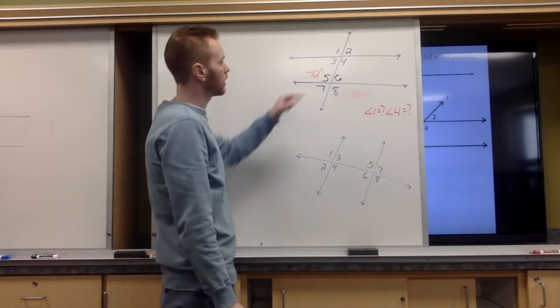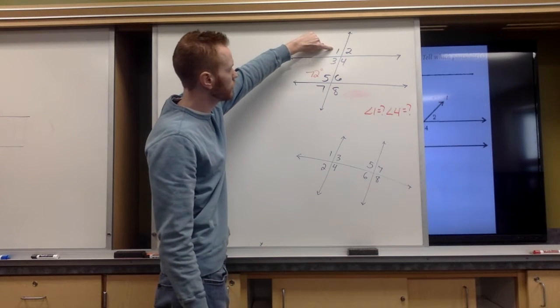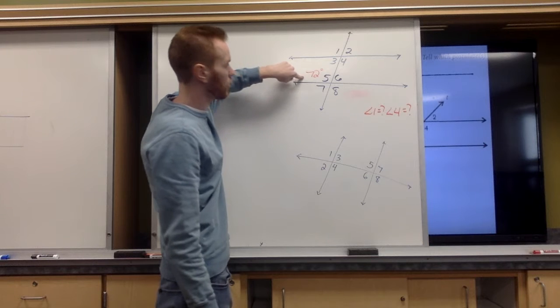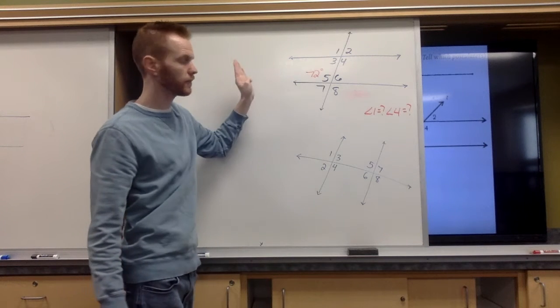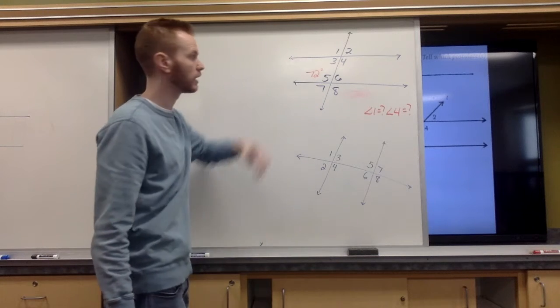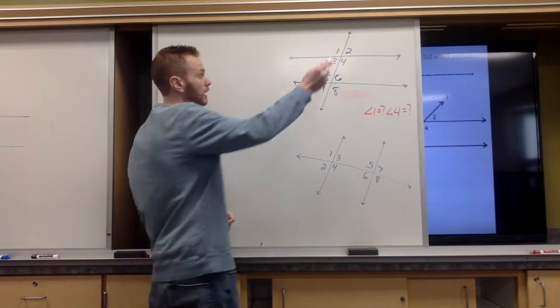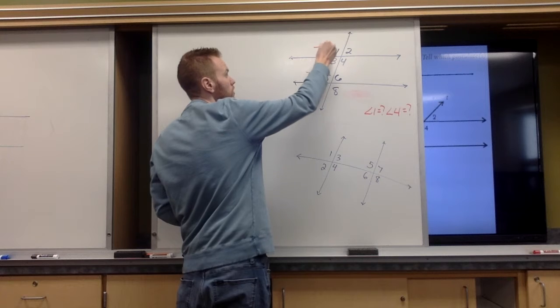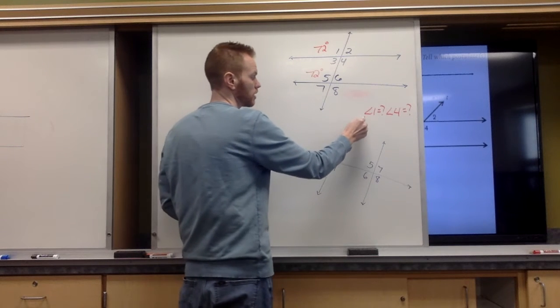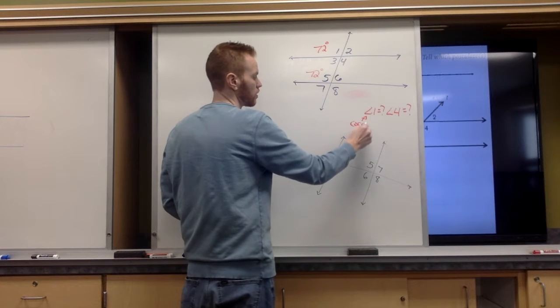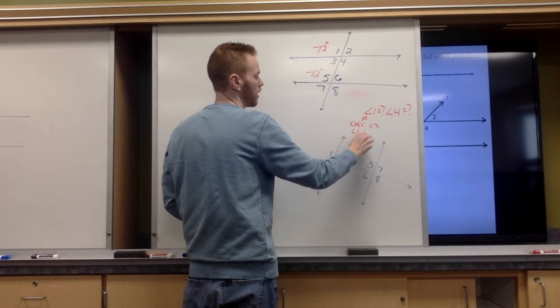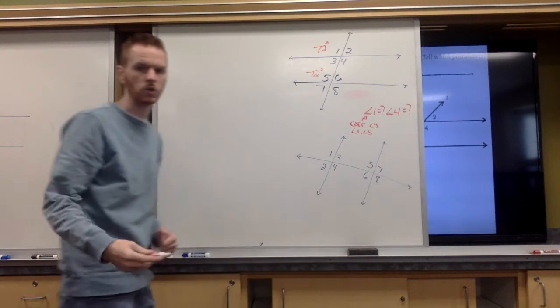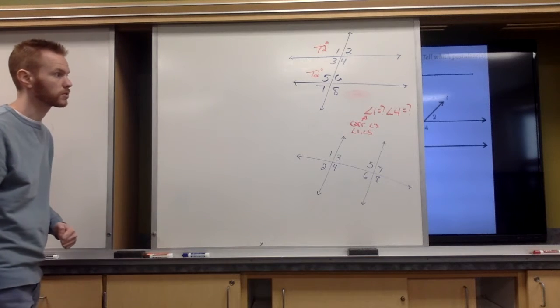So let's take a look at angle 1. Angle 1 and angle 5 are corresponding, right? They're both left of the transversal and above the line. And we know corresponding angles are congruent. So this is also 72 degrees. And the reason is corresponding angles, angle 1 and angle 5. I'm going to put that little note there so I know, and please do that in your notes.